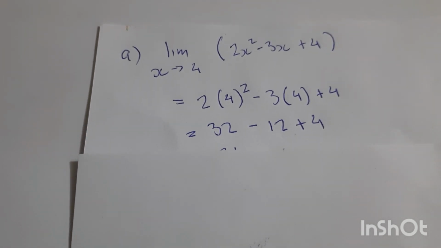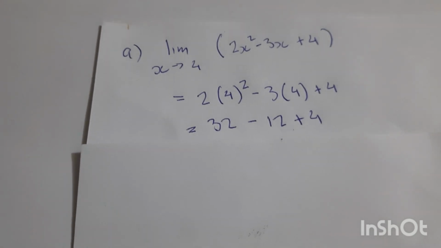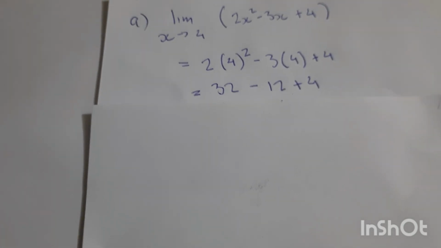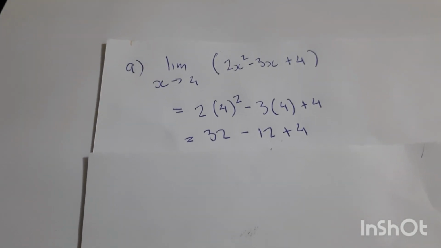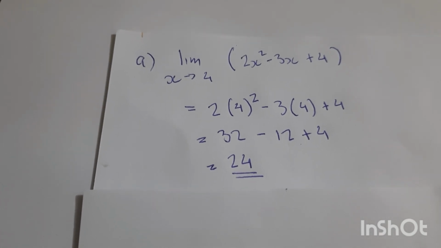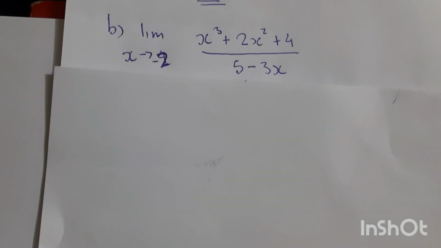And then if we multiply accordingly, we're going to end up with 32 minus 12 plus 4. And if we subtract and add respectively, we end up with 24. And that is our answer for A.